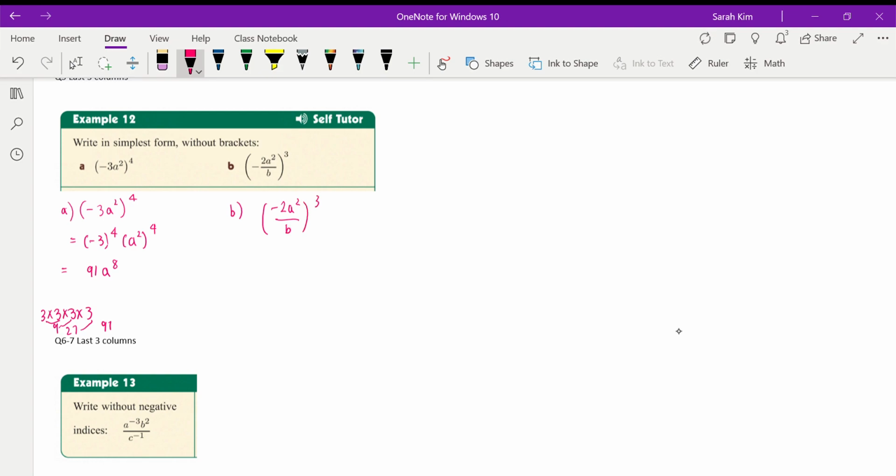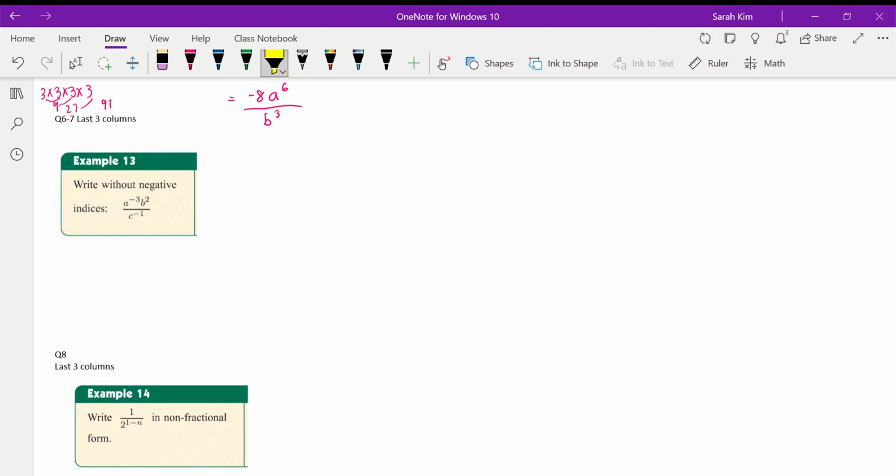Alright, for B, let me write it all out first. As I said, every single thing in that term gains the power of 3. So -2 gains a power of 3, a squared gains a power of 3, and then b gains a power of 3. I don't need to write a bracket for that because it's just by itself. So I'm going to just have to simplify that one. So -2 times -2 times -2 is -8. And then a squared to the power of 3 would be 2 times 3, which is 6. And then b to the power of 3 on the bottom. Easy. So you should be able to do this question as well.